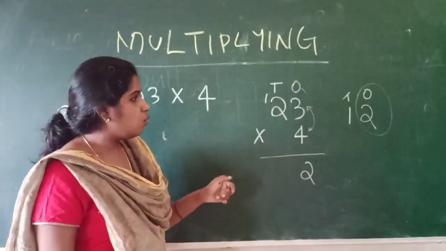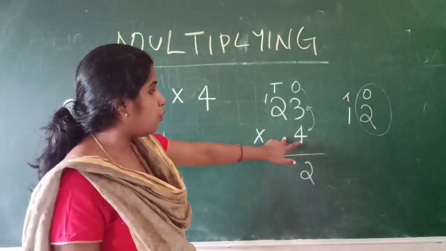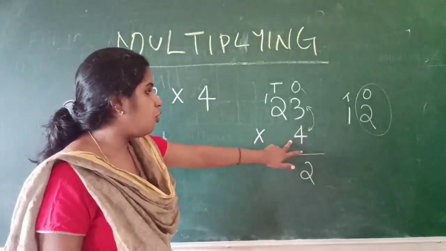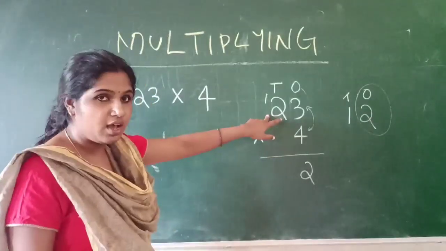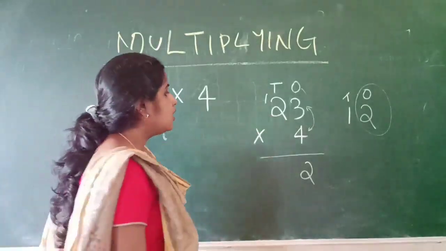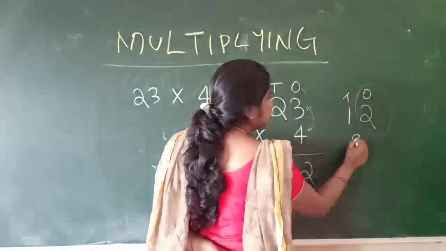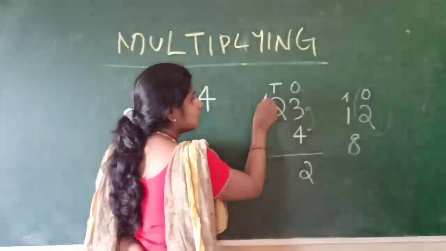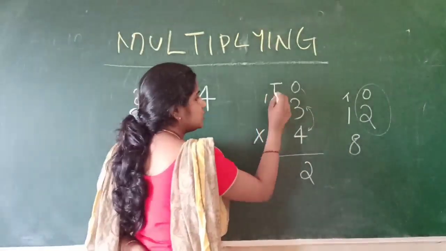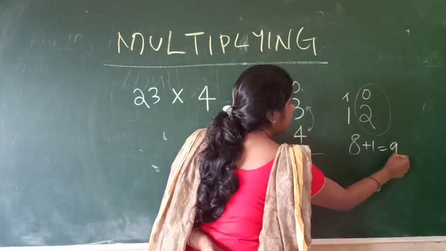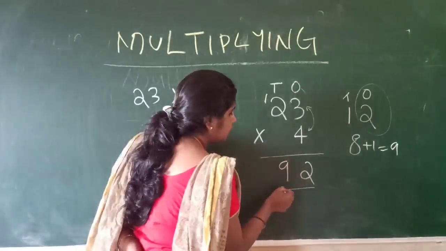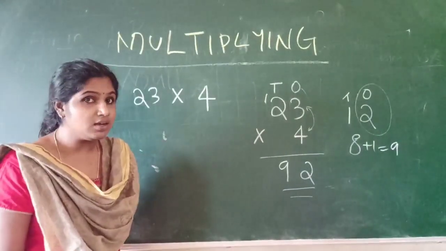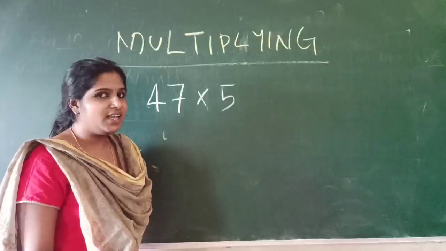And now we have to multiply this 4 with the next number. What is the next number? Yes, 2. 4 into 2 is 8. So now you have to add this 8 with this 1. 8 plus 1 equals 9. So we write that 9 here. So the answer is 92. Let's take another example.